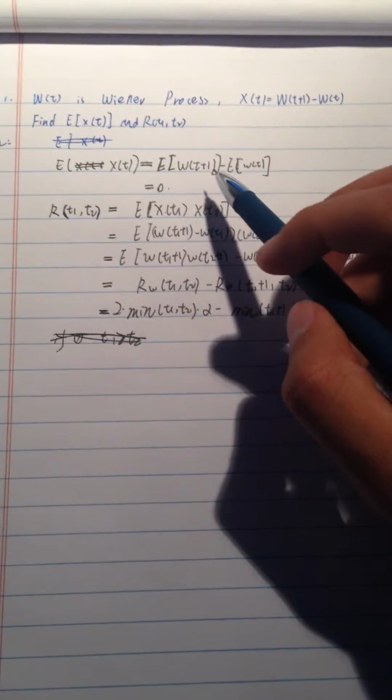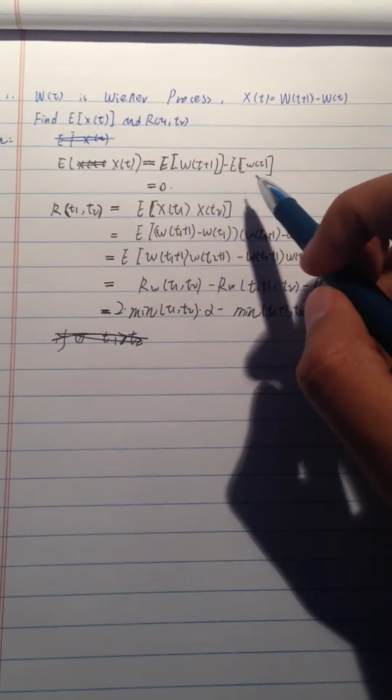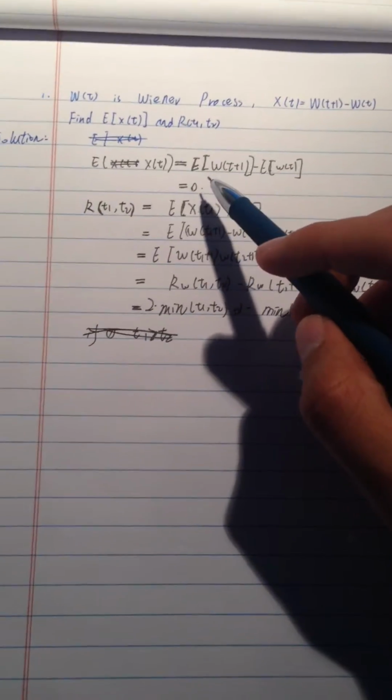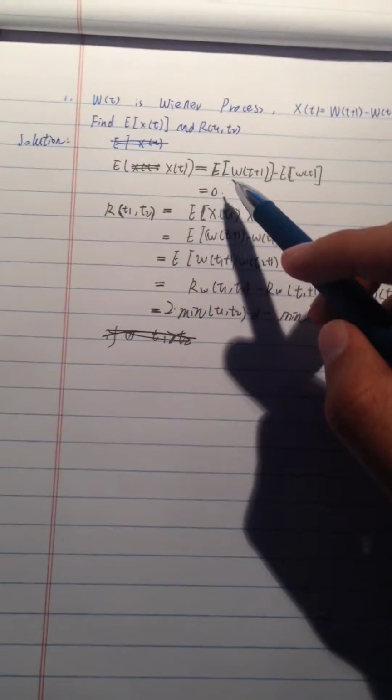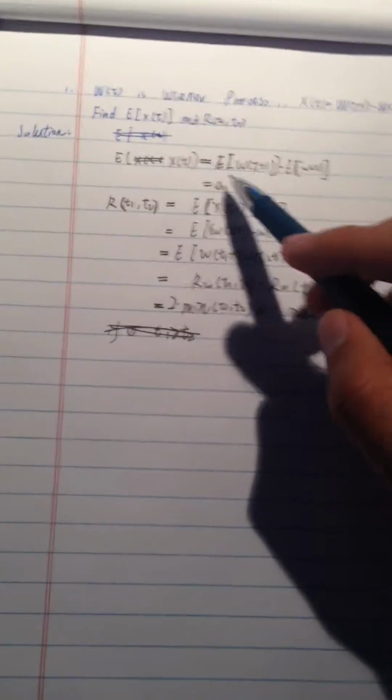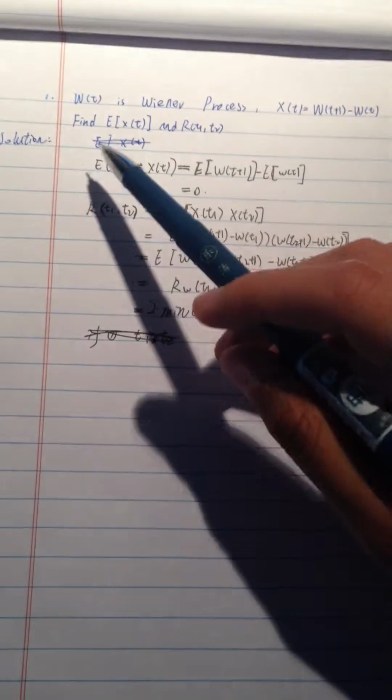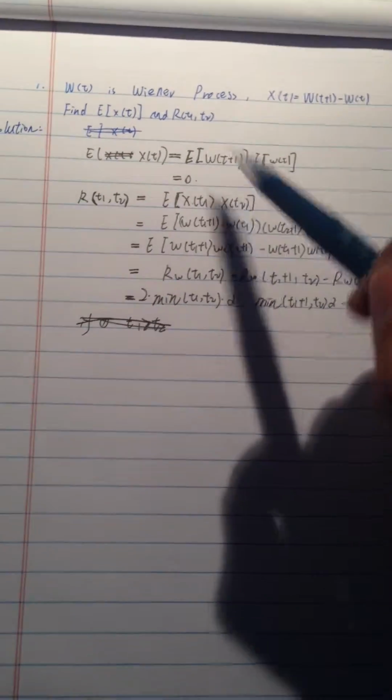For the expectation function, we write this equation: E[X(t)] equals E[W(t+1)] minus E[W(t)]. Because we know that the expectation of the Wiener process is equal to 0, these two are also equal to 0. So the expectation of X(t) is equal to 0.